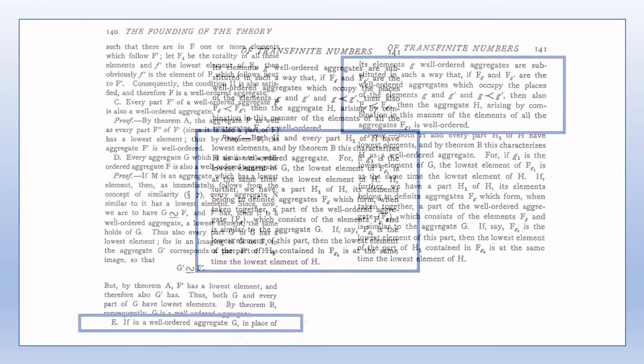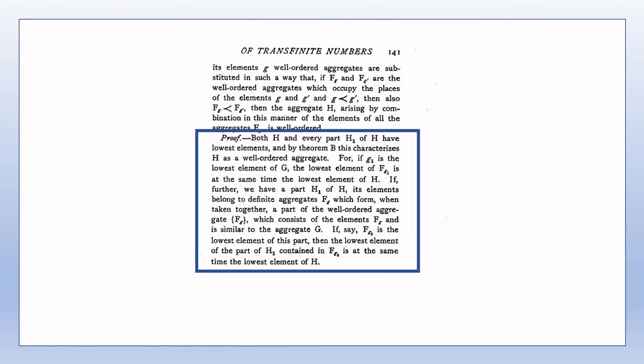In the proof of Theorem E, the aggregate of fg's is not to be confused with the aggregate H. The aggregate of fg's is an aggregate whose elements are aggregates, thus it's an aggregate of aggregates, whereas H is effectively the union aggregate of these fg's. Since the aggregate of fg's is similar to the aggregate G, then by Theorem D of this section the aggregate of fg's is well ordered, since G is well ordered by assumption.